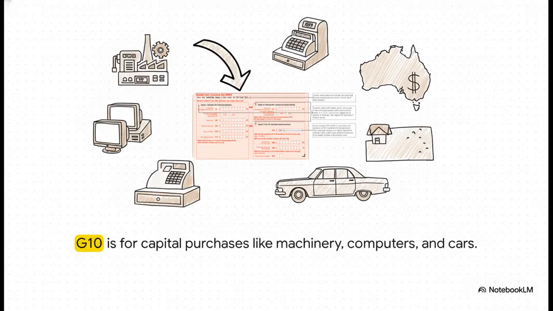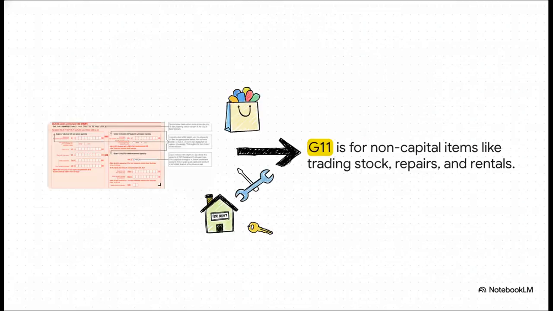Now let's talk about reporting your expenses, starting with your purchases. Label G10 is for capital purchases. The source is pretty clear on what these are. We're talking about the big ticket items, the major assets like machinery, computers, cars, and even property like land and buildings. Then you have label G11, non-capital purchases, and this one is pretty much for everything else. This is where you report all your regular day-to-day business expenses. The examples from the source include things like your trading stock, stationery, any repairs you've done, and equipment rentals.